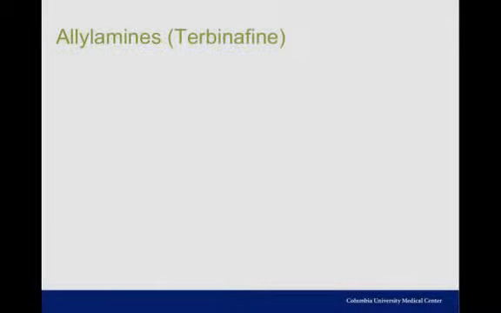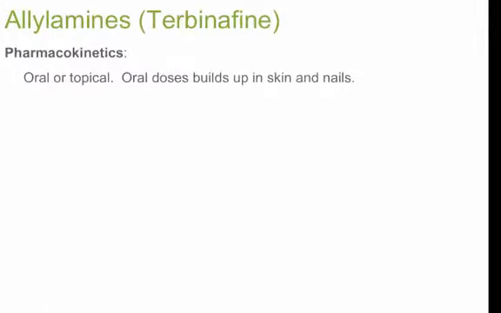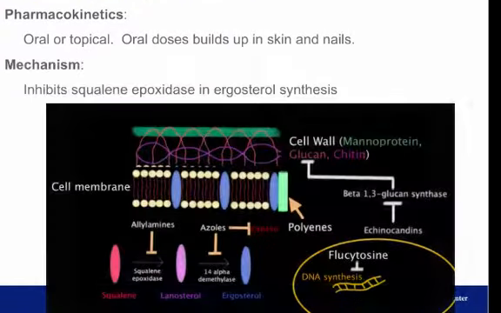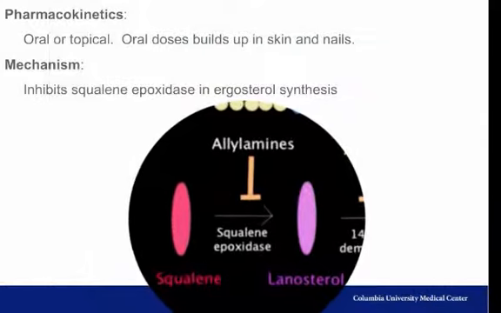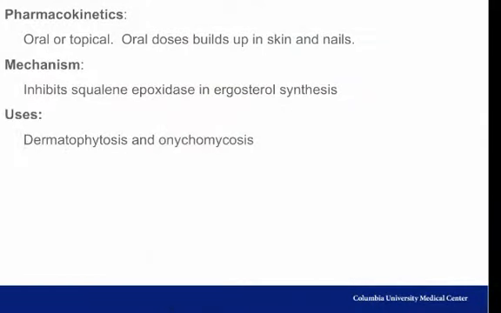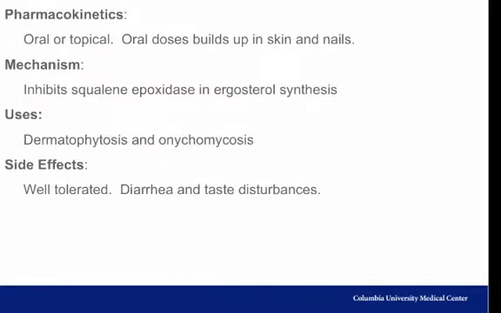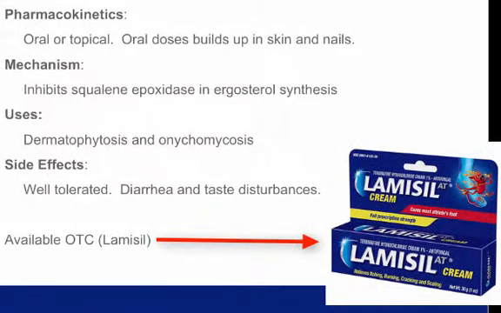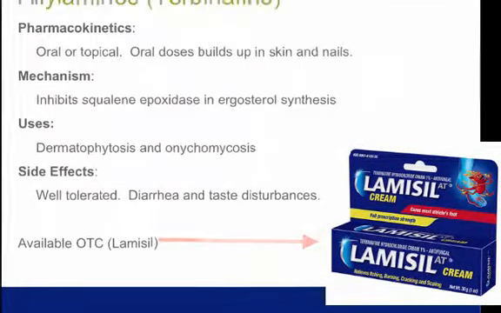In the class of allylamines, we'll be discussing terbinafine. Terbinafine is available in oral or topical formulations. This agent inhibits squalene epoxidase in the ergosterol synthesis pathway. Due to its propensity to build up in the skin and nails, it is used for treating dermatophytosis and onychomycosis. It's well tolerated, with side effects including diarrhea and temporary taste disturbances. It's available in topical form over the counter.